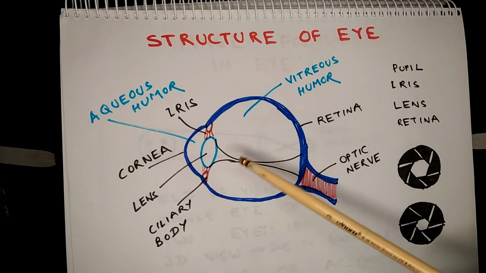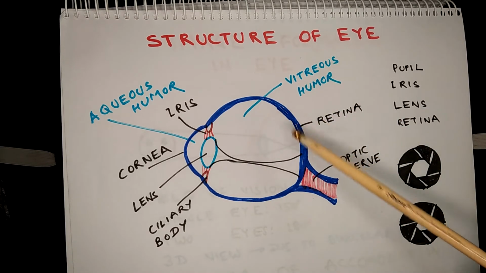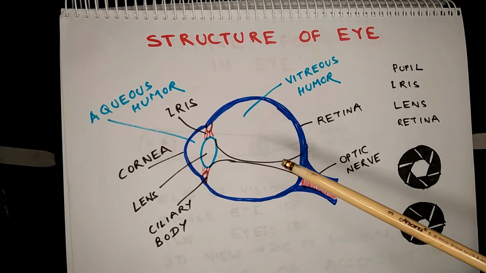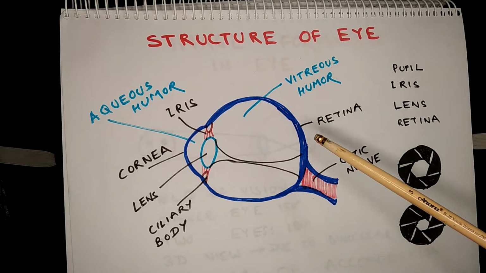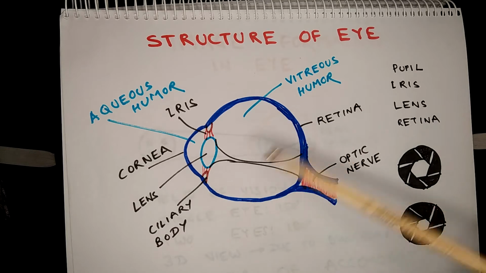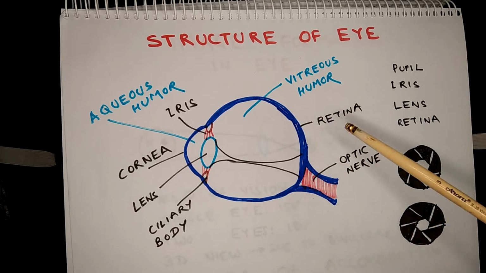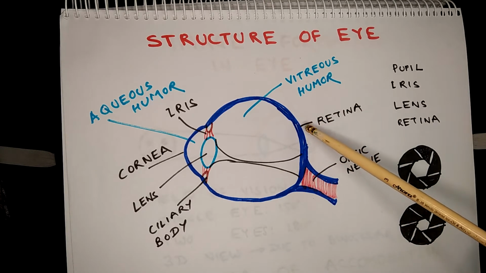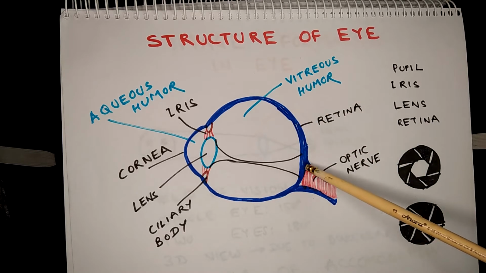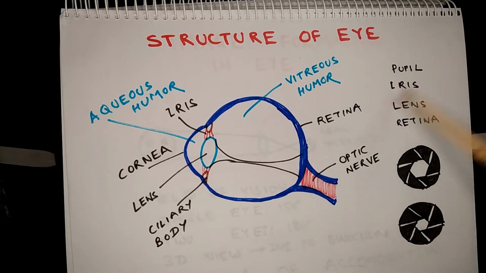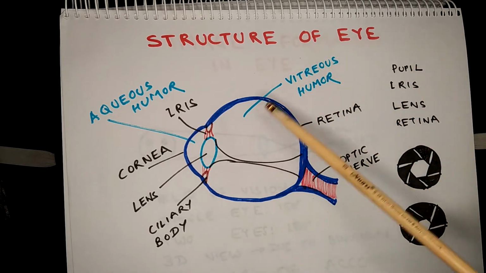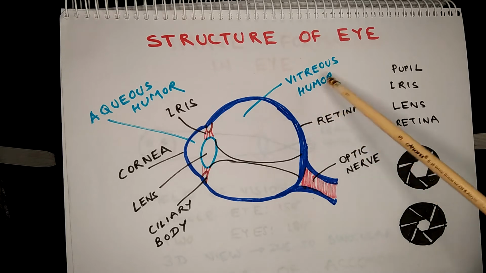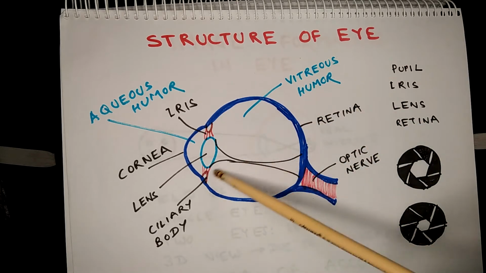Now the layer at the back portion of the human eye is called the retina, and the retina is composed of photosensitive cells. Images are formed on the retina, and the nerve cells attached to the retina carry the signal to the optic nerve, and the optic nerve carries the signal to the brain, where the brain interprets the image. Now the human eyeball can be divided into two chambers.